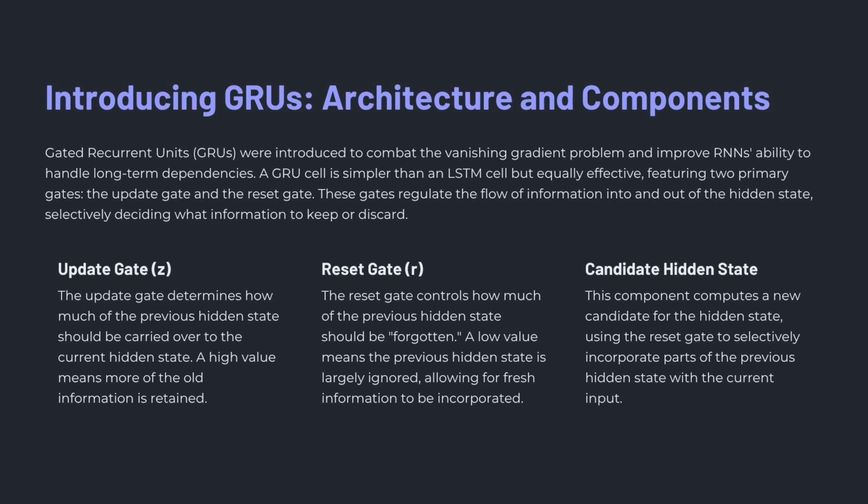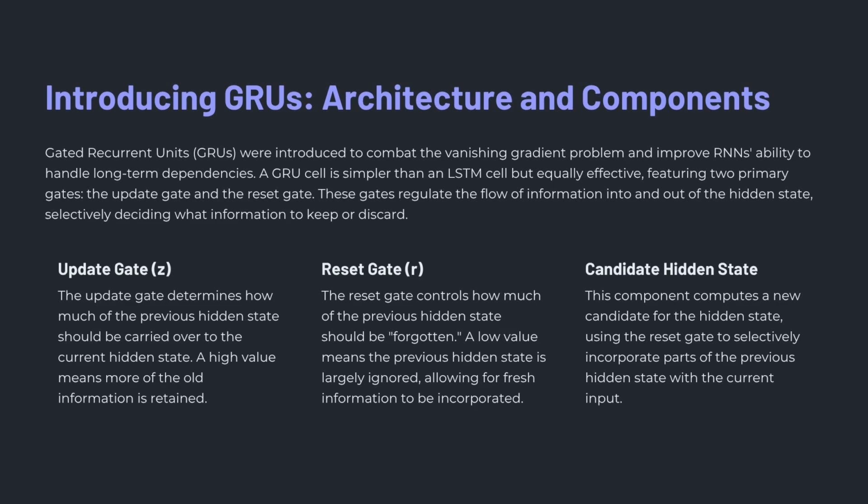To address the vanishing gradient problem, researchers introduced gated recurrent units or GRU. GRU are a variant of RNN that include gating mechanisms, which act like switches to control how much past information is remembered and how much is forgotten. The GRU cell consists of two key gates, the update gate and the reset gate.